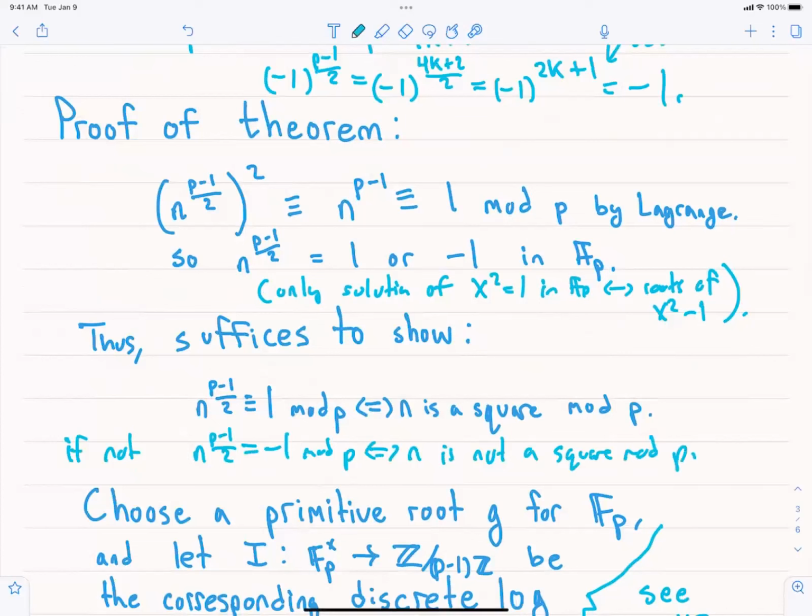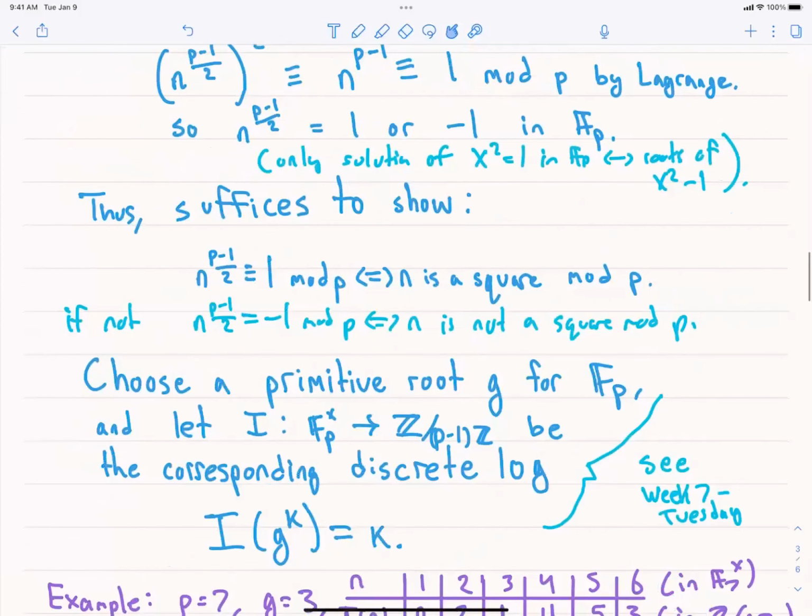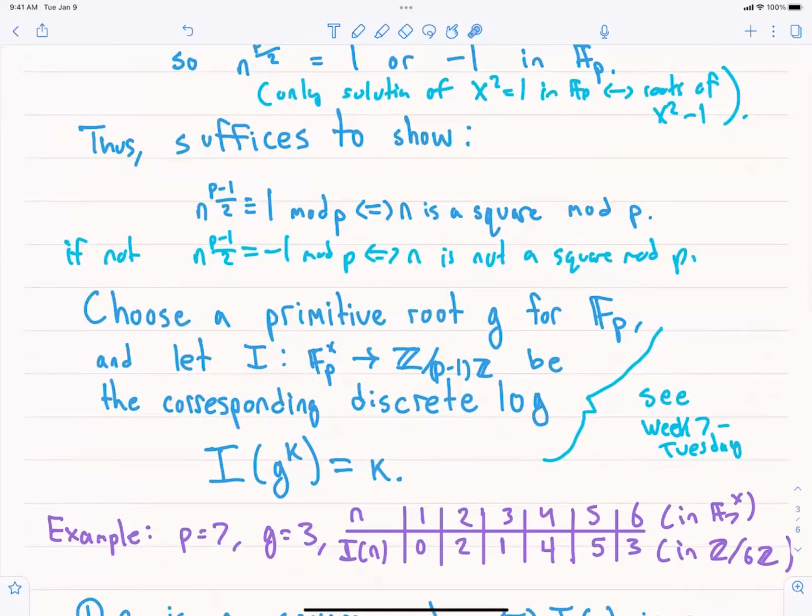Okay, so it suffices to show just this first statement. So n to the (p minus 1)/2 is congruent to 1 mod p if and only if n is a square mod p. Okay, so how are we going to do that? Well, we're going to use the discrete logarithm. So let's set that up.